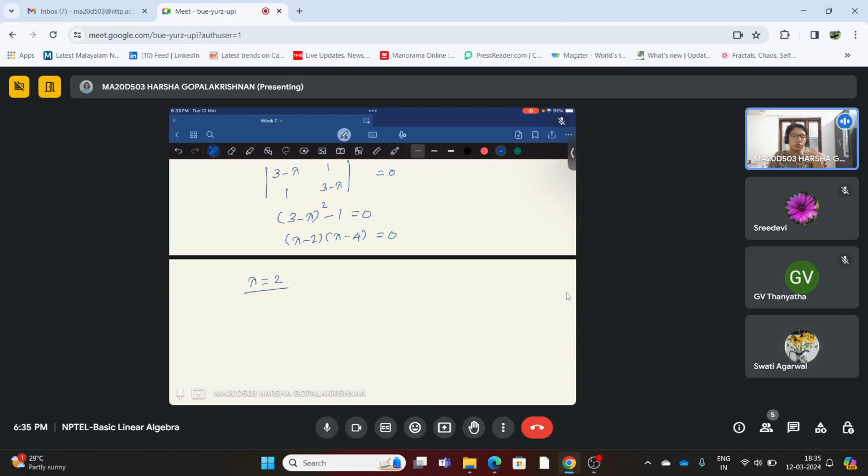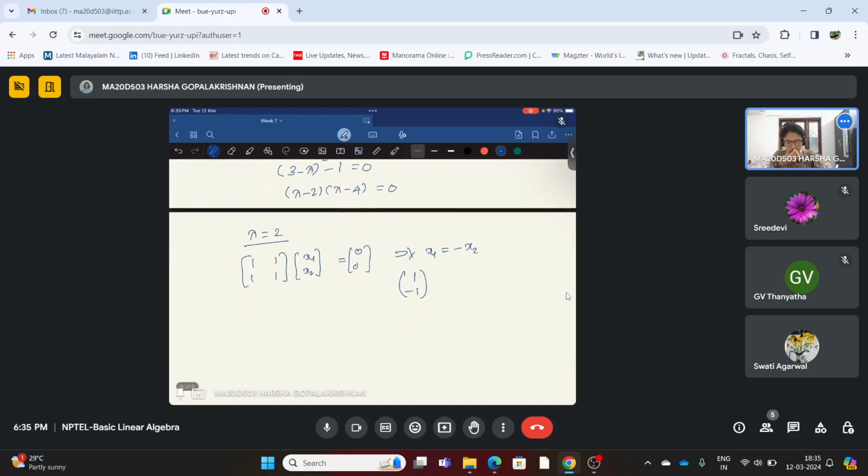Now lambda equal to 2: the matrix becomes [[1,1],[1,1]], and we can very quickly go through the calculation. It should be equal to 0. So what it is saying is x1 should be equal to minus x2. So (1, minus 1) is an eigenvector. If anyone is having a doubt, you can ask. This is the usual procedure.